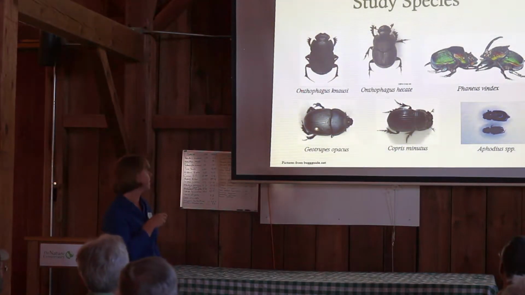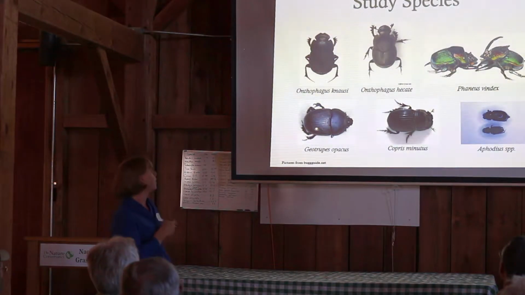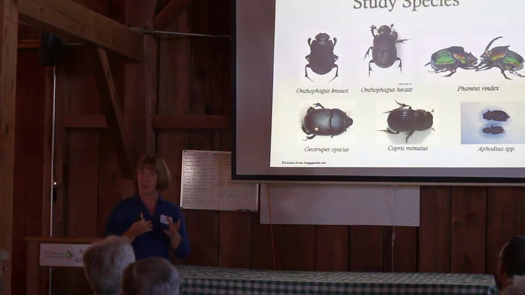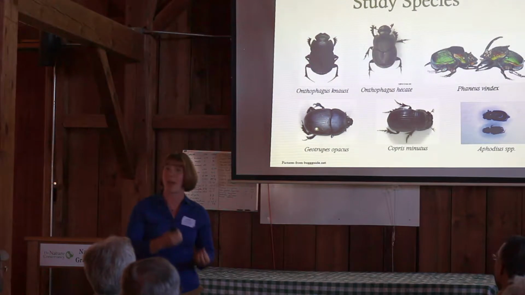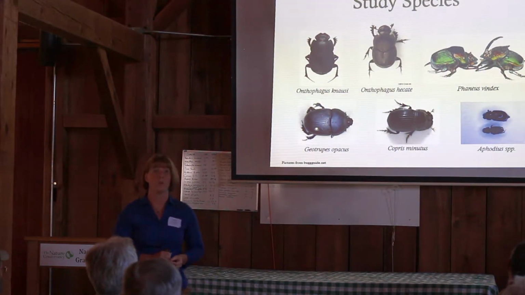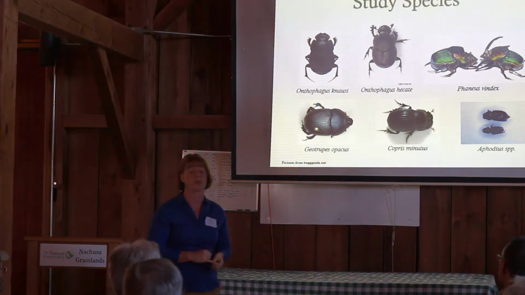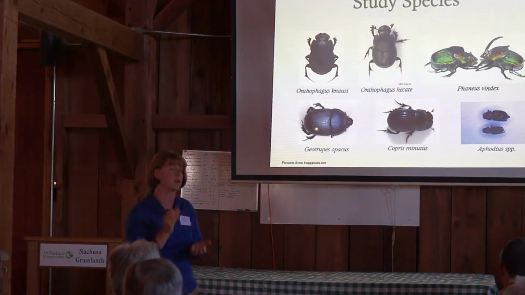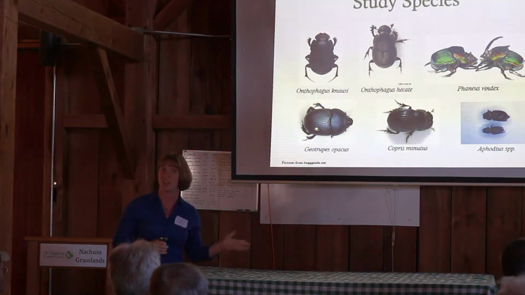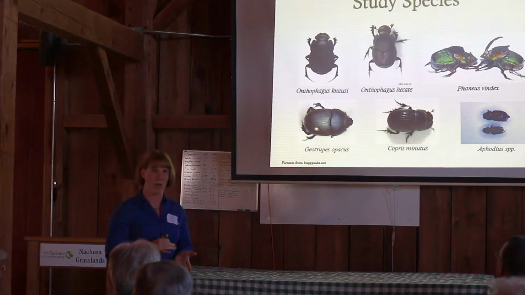To the left, you'll see Onthophagus knausi, and they are remarkably similar to the hecate in a lot of their body structure, but they are about an order of magnitude smaller. So if you can fit one hecate on your pinky fingernail, you can probably fit two knausi there. So they're quite a bit smaller, but they are tunnelers in approximately the same way.